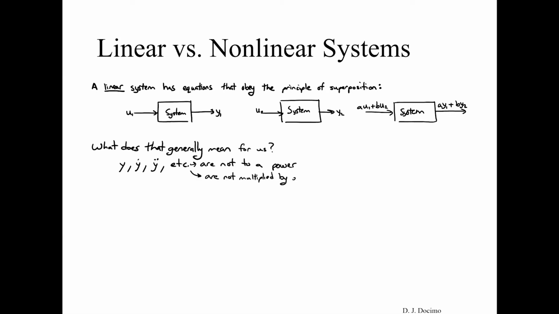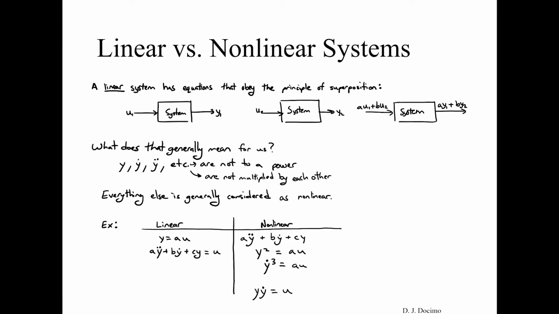So what does this really generally mean for us? Well, if we have y dot, y double dot, we cannot have any derivative term or any y term to a power, so we cannot have y squared, y cubed, y dot squared, etc. And we cannot have any of these multiplied by each other. So we cannot have y times y dot or y times y double dot, for example. If any of those are true, then that's considered nonlinear.